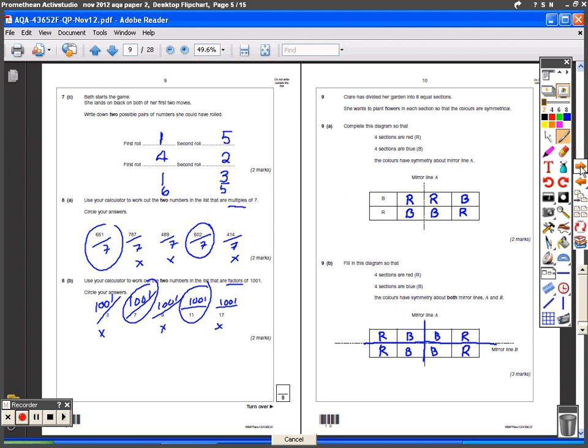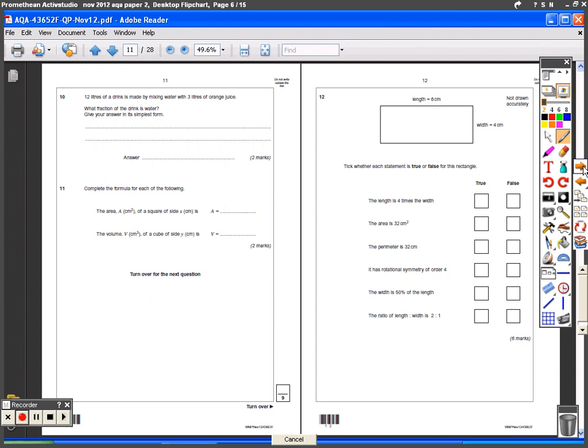Okay, moving on, question 10. 12 litres of drink is made by mixing water with 3 litres of orange juice. What fraction of the drink is water? Give your answer in its simplest form.